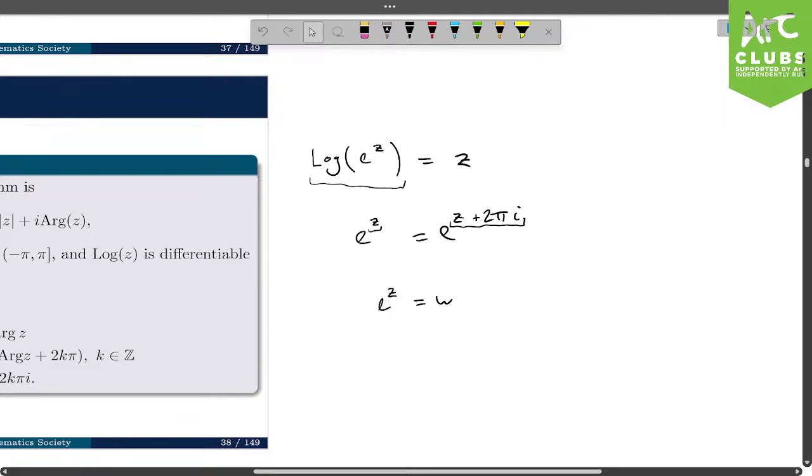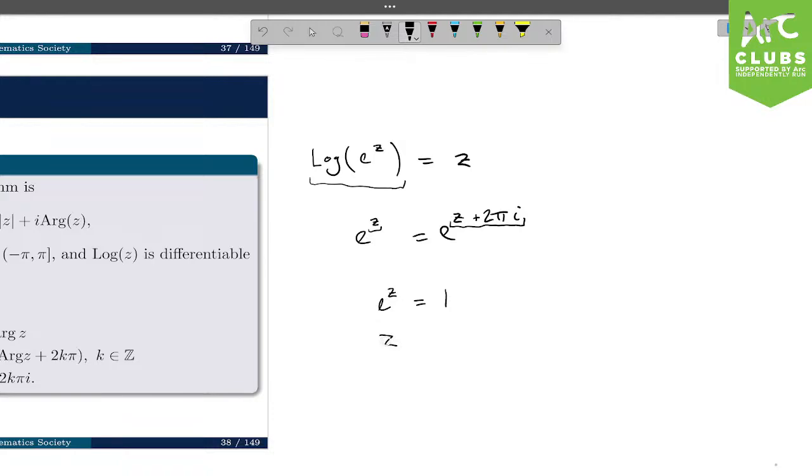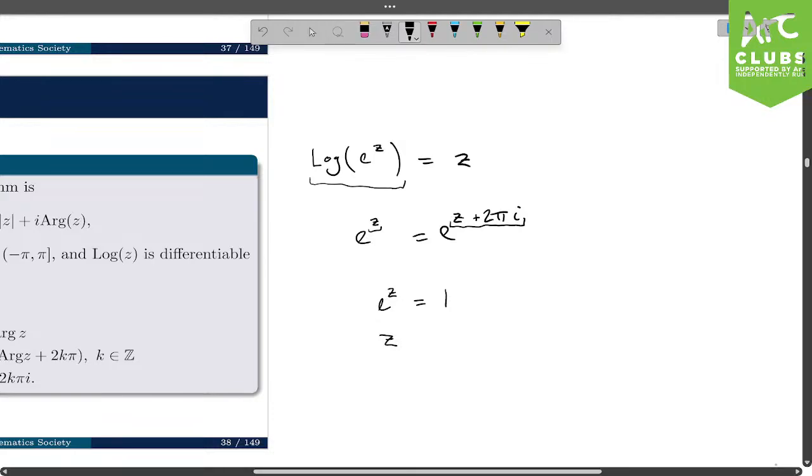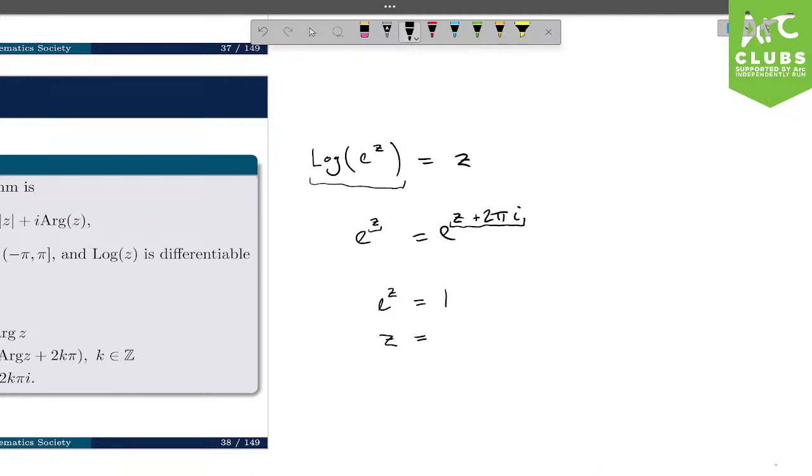So in fact, if you took some equation that you wanted to solve, like e to the z equaling 1, there's actually an infinite family of solutions for z that would satisfy this equation. For instance, 0 would work, plus or minus 2 pi i would work, plus or minus 4 pi i. An infinite family of solutions, and they all differ by multiples of 2 pi i.